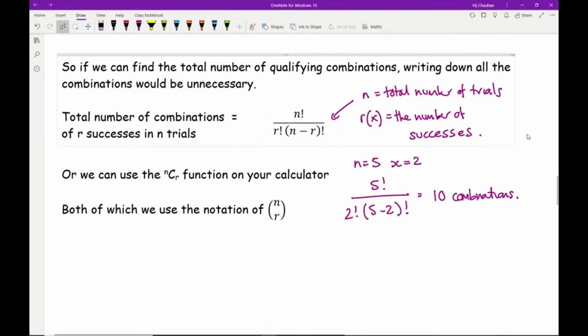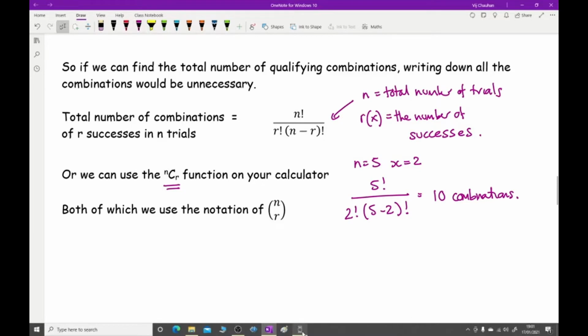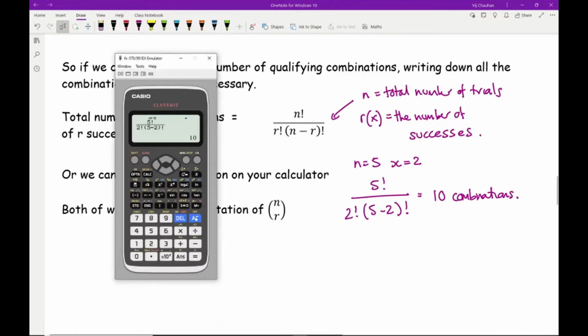Now, in terms of learning the formula, this used to be given in the formula book, but it is actually a pre-programmed function on your scientific calculator. On your scientific calculator, you should find that you've got this nCr function. If I get the calculator back up, which is the calculator most of you will probably have, you can see that the nCr function is a shift function above the division symbol.